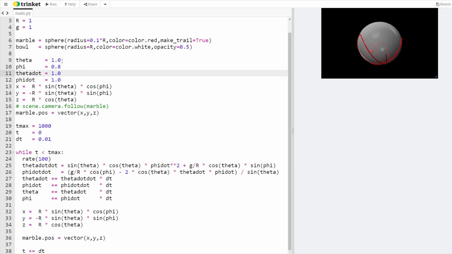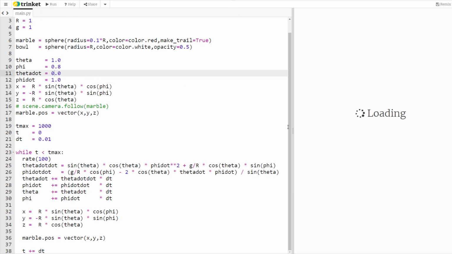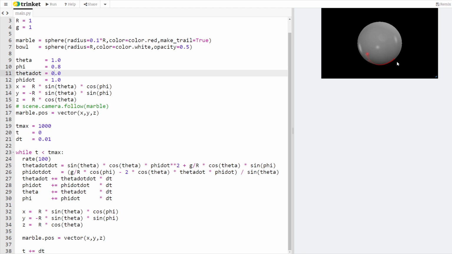Let's try turning off the theta dot and just giving it a phi dot. So now we're starting here, but we're launching it around. But yeah, that's the cool kind of patterns that it makes.